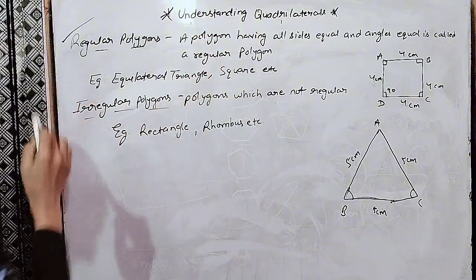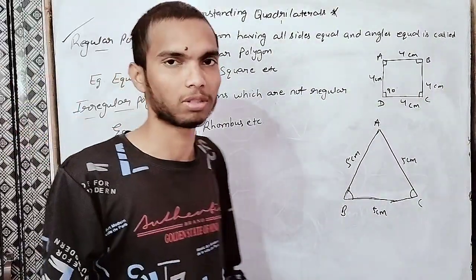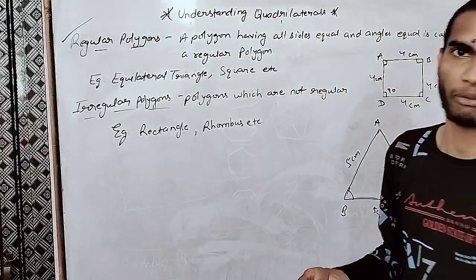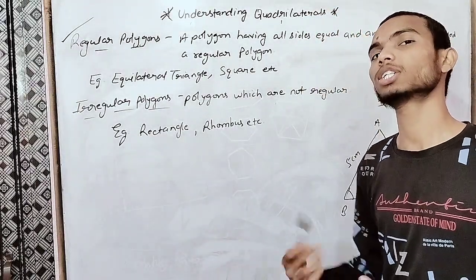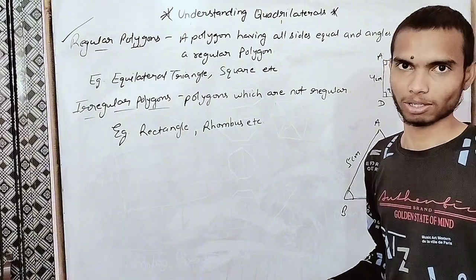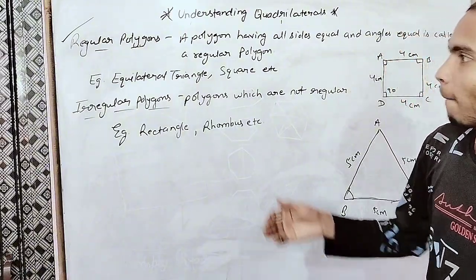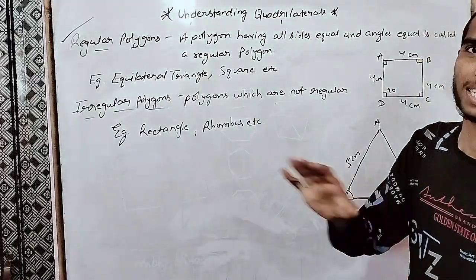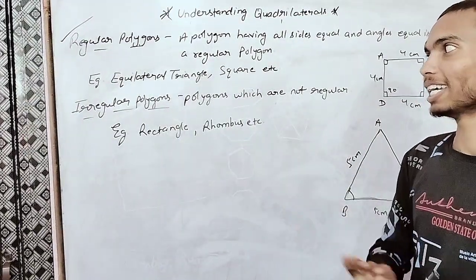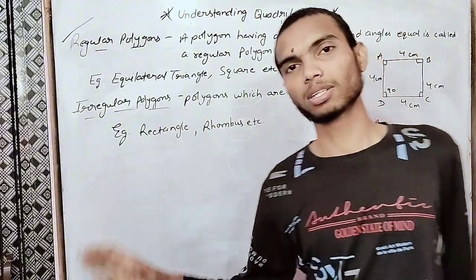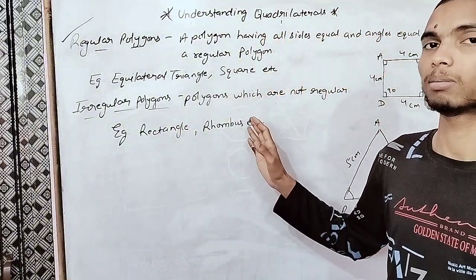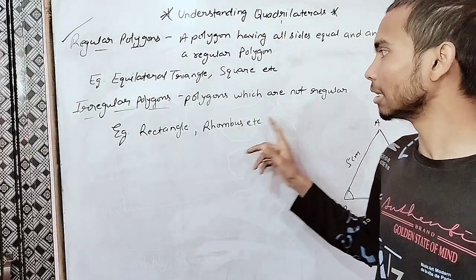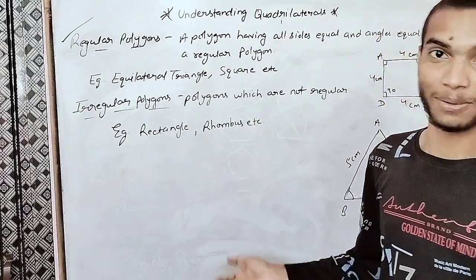Let's understand about irregular polygons. It is just the opposite of the definition of regular polygons. So let's understand polygons which are not regular. In one sentence, irregular polygons are those polygons which are not regular. For example, a rectangle, rhombus.